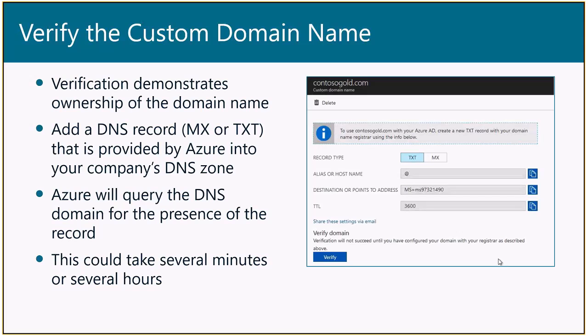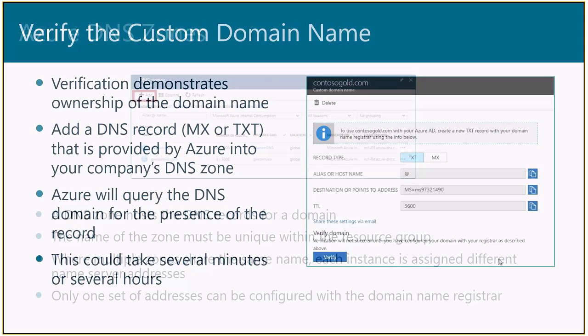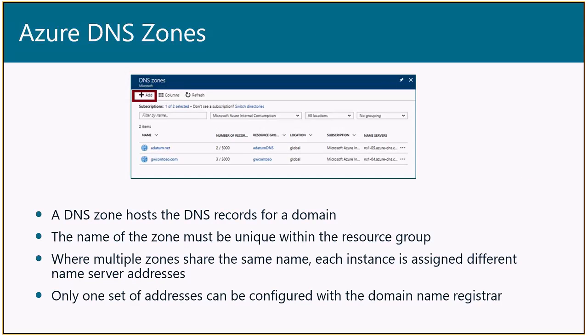And this can take several minutes to several hours. Trust me, we're not verifying anything today. We will do the verification later. Once you have your domain, then you have a DNS zone. That's going to host the DNS record that we just created for a specific domain. It's going to store those addresses for us. So here in the DNS zones, we have addendum.net and gwckatoso.com. These are different domains we have in our DNS zone.